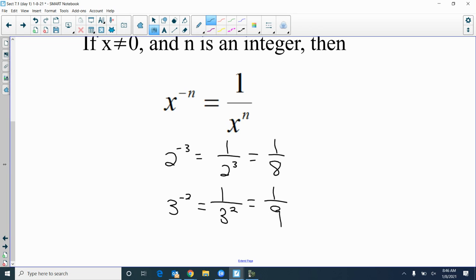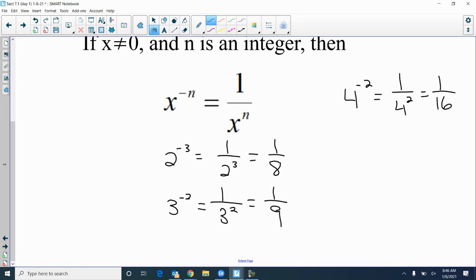So it's 1/9. Hey, Evan, you do believe me? Wake up, Evan. 4 to the negative second is 1 over 4 squared. 4 squared is 1 over 16. Don't put 8.